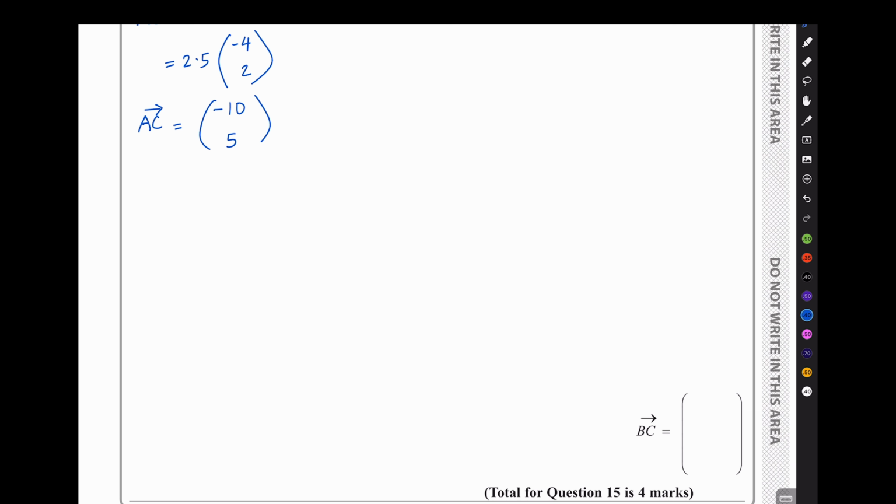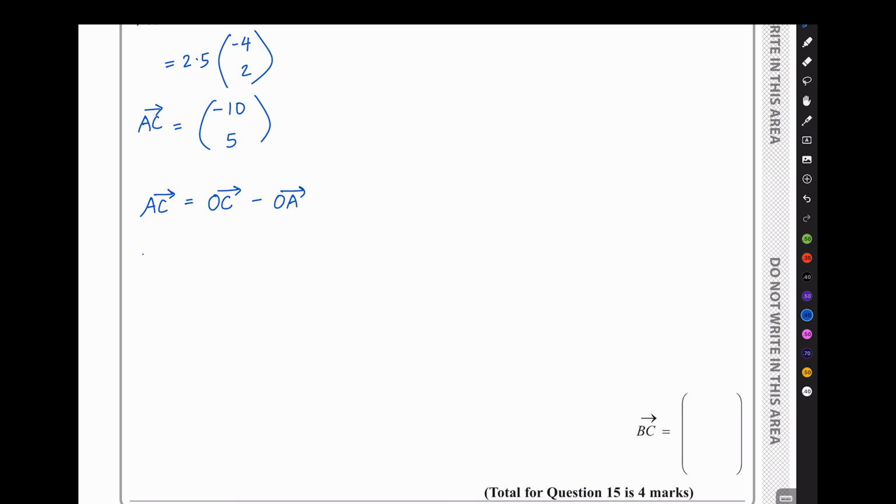So I guess we could actually find OC from here, since we know that AC, I think I mentioned it in my previous video, can be found using the formula OC minus OA. So how do I remember this? The position vector of the last one should be first, and then subtract the position vector of the first one. So if we need to find AC, we write OC minus OA. That's how I remember it.